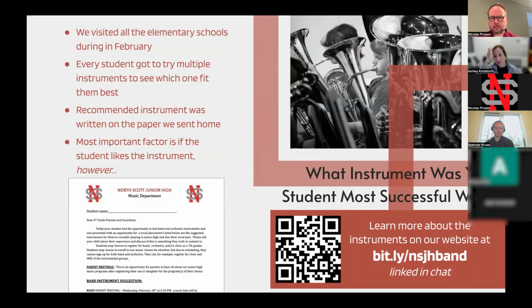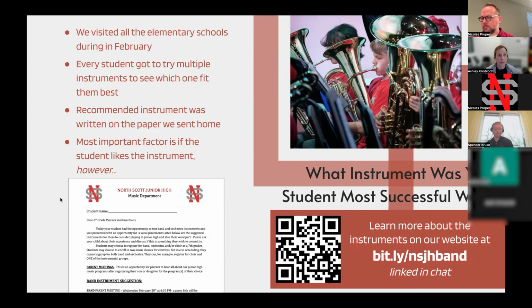So, to talk you through a little bit about what our process was for having our students explore these instruments, we visited all of the elementary schools back in February, and we told every student to have one woodwind and one brass instrument in mind that they would like to try. They learned how to make a sound either with their mouth buzzing their lips on the brass instruments or how to form their mouth to make a sound on the woodwinds.